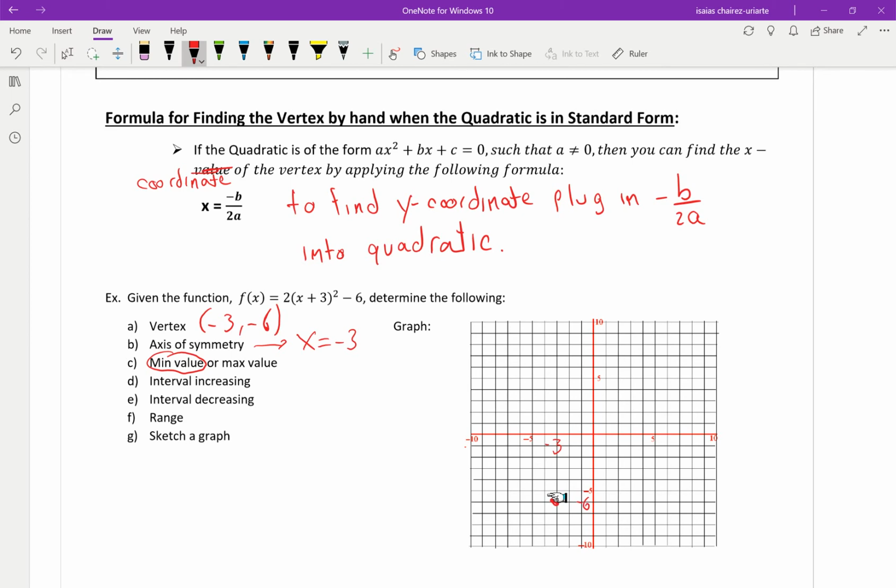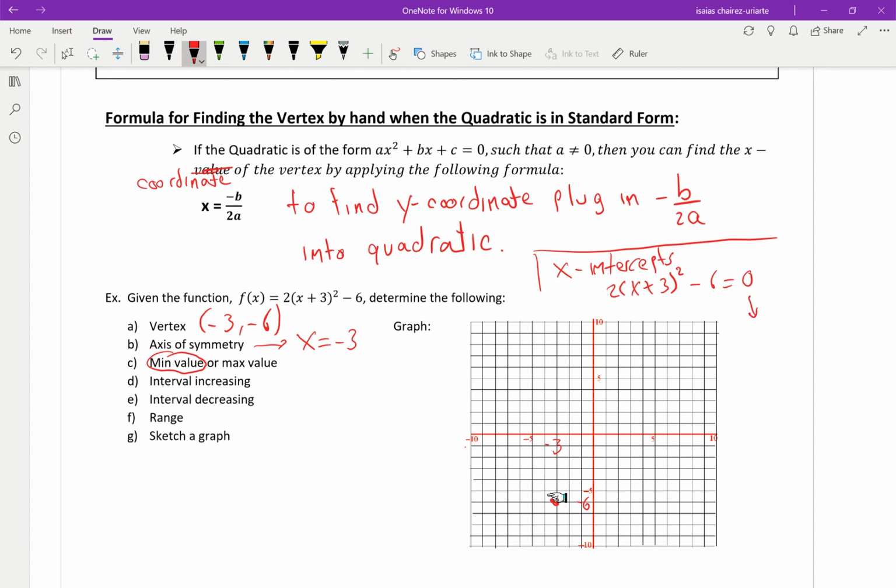Good. Now if I wanted to be even more careful in my sketching of my graph, what I would do is find the x-intercepts. This is what you did in the previous section. So I'm going to set my y equal to 0. It's going to look like this: 2 times (x plus 3) squared minus 6 equals 0. And now I'm going to solve for x.